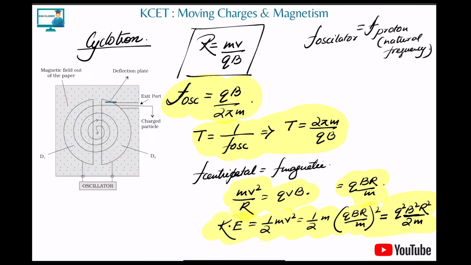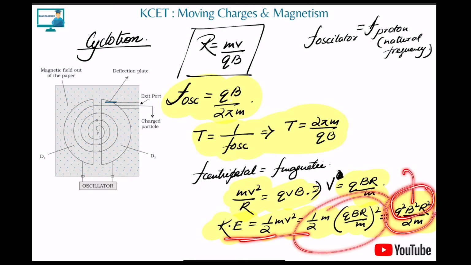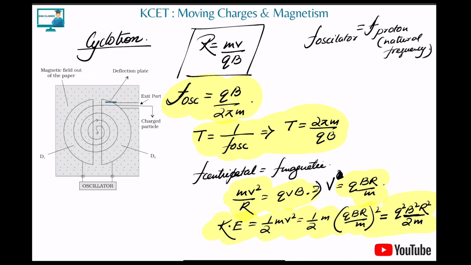One second. So what you can do is, students, here v is equal to qBr by m. Correct, qBr by m, sorry. So v, what we got is qBr by m. Okay, so once we got v equal to qBr by m, kinetic energy is equal to half mv square, just multiply. And this formula is very important. At least 2 to 3 questions are there in the KCT part.